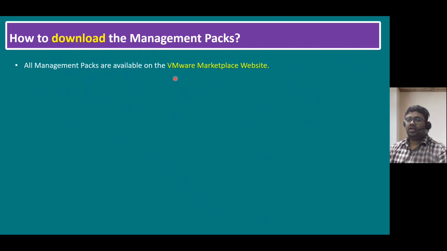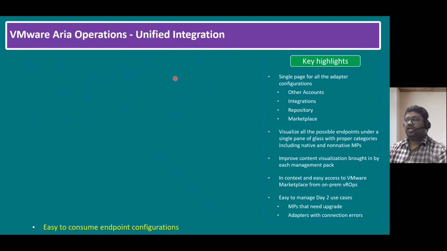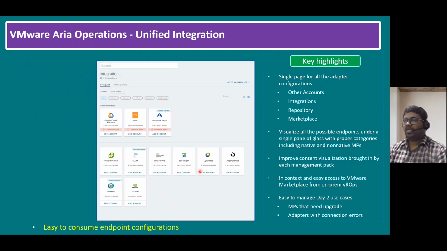Okay. Now, let's talk about what is the unified integration. Normally, if you want to integrate with Aria Operations using a management pack, the console looks like this. When you configure the integration, you can see Google Cloud Platform is integrated, AWS is integrated, and Azure also integrated. That means accounts are added for individual clouds, and it is integrated with VMware vCenter, and it can be integrated with the Microsoft monitoring tool, System Center Operations Manager, and HPE servers can be integrated. Log Insight can be integrated. Dynatrace also can be integrated.